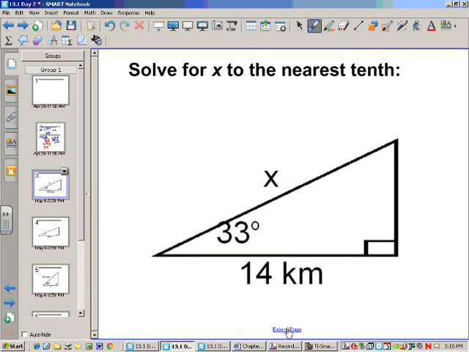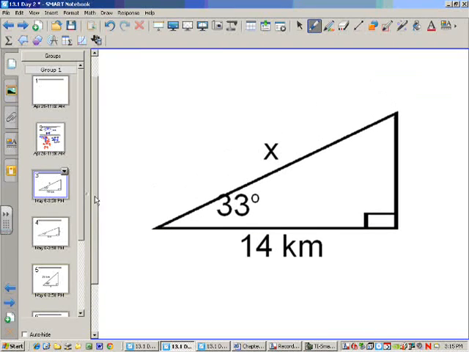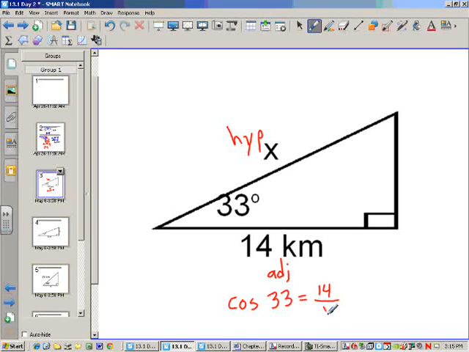All right, hopefully you're done. So this side is your adjacent side. This is our hypotenuse. Adjacent over hypotenuse is cosine. So we write out our statement. Cosine of 33 is going to be my adjacent side, which is 14, over my hypotenuse, which is x.